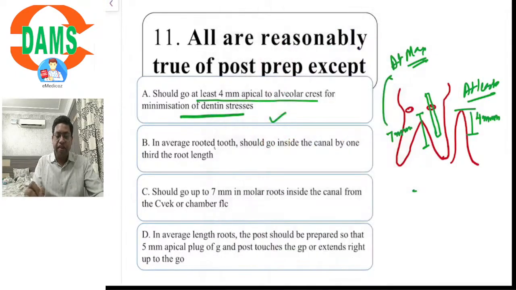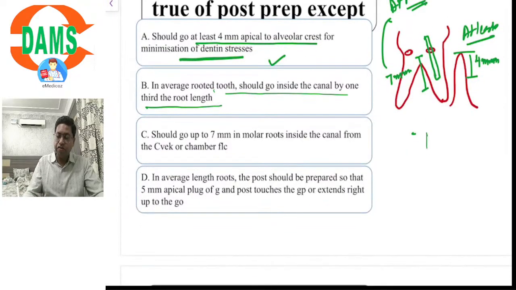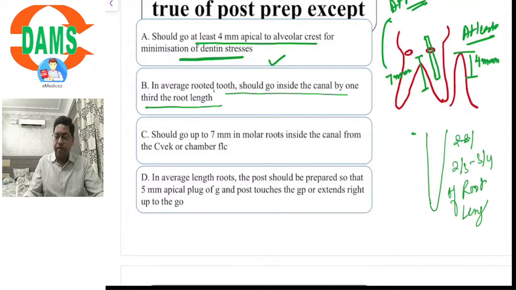Okay. In an average rooted tooth, the post should go inside the canal by 1/3 of the root length. Okay, average rooted tooth, the post should be as long as possible. It should be 2/3 to 3/4 of root length. Some of the parameters related to the post. So it should not be by 1/3. It should be 2/3 to 3/4. This option is not correct. We'll look at the other options.